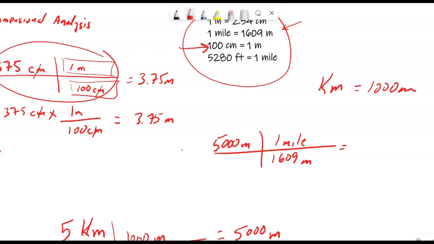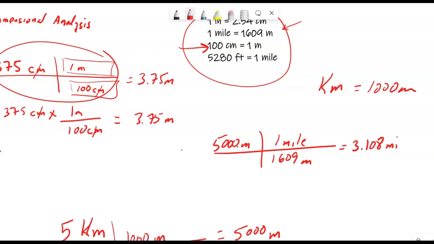We can assume that 5K is 5,000 meters. So I'm going to put a decimal point right there. And I'm going to assume that we're measuring that to 4 significant figures for the sake of our discussion today. So when I report the answer, it would be 3.108 miles. 3.108 miles. So we went from kilometers to meters.